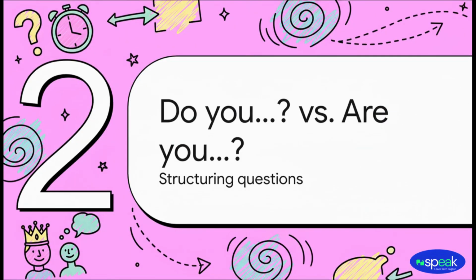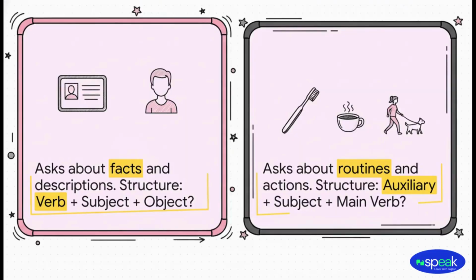Okay, let's move on to our next big sticking point, how to start a question. I see this all the time. Do you and are you are both used for present simple questions, but they do completely different jobs, and they're built differently too. And this slide lays it all out. You use are you when you're asking about a fact, right? Like a description or a state of being. The structure is simple, verb, then subject.